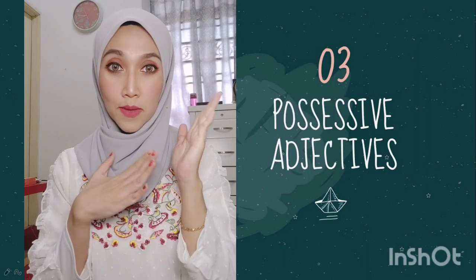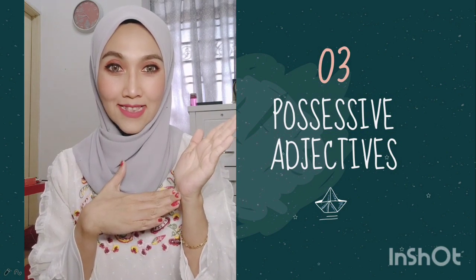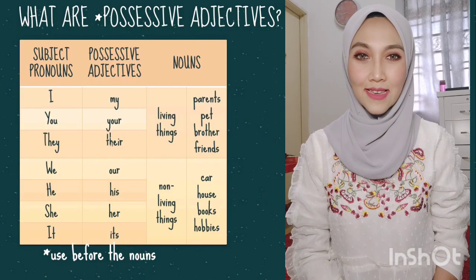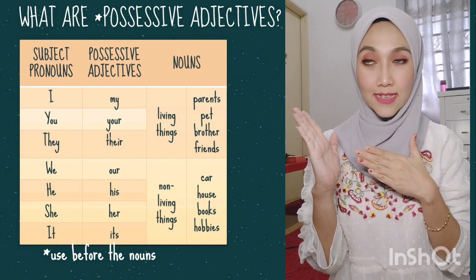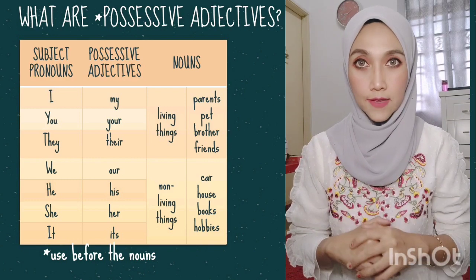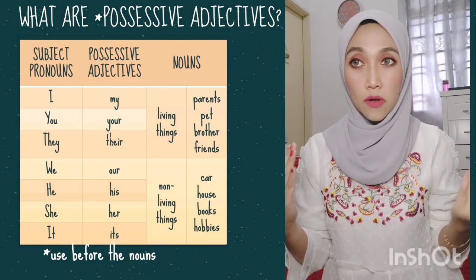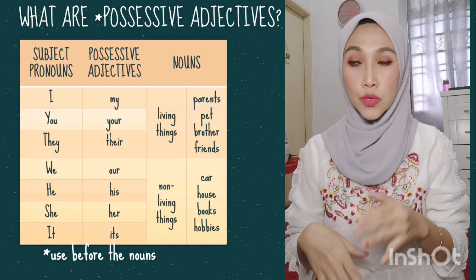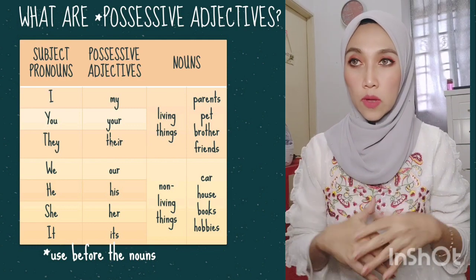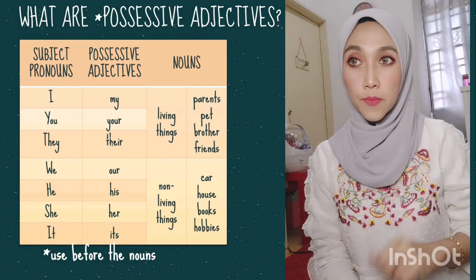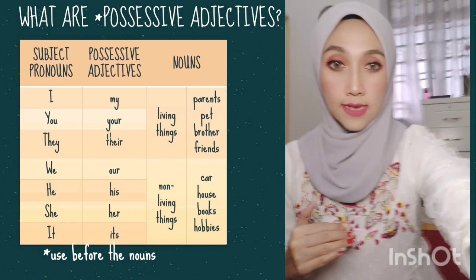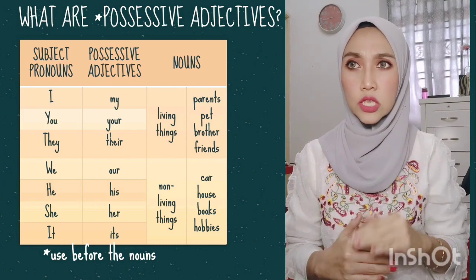Now we reach the third segment of this lesson today: possessive adjectives. Let's see what's inside. Refer to the slide here. What are possessive adjectives? We've divided the table into three parts so that you can refer to it easily. Let's check one by one. First, subject pronouns, then possessive adjectives, and the third one is nouns. Let's check the subject pronouns.